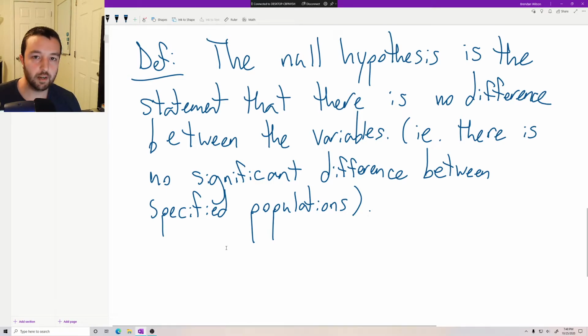So this will be one of our hypotheses, one of the two that we have, and we're typically looking at whether we are accepting the null hypothesis, meaning that we're saying that there are no differences between the variables or between the populations, which will be different depending on the context. Hopefully, that'll make more sense when we do an example, which we will in a minute here. Or we're looking to reject the null hypothesis.